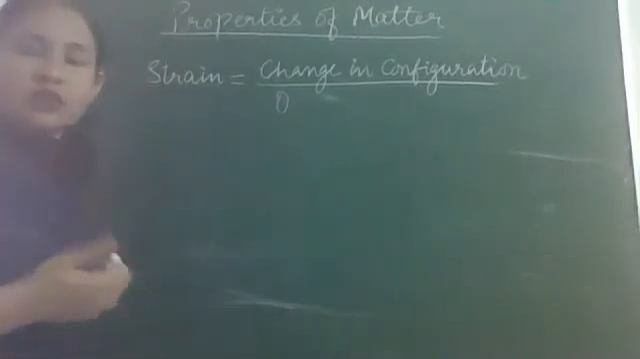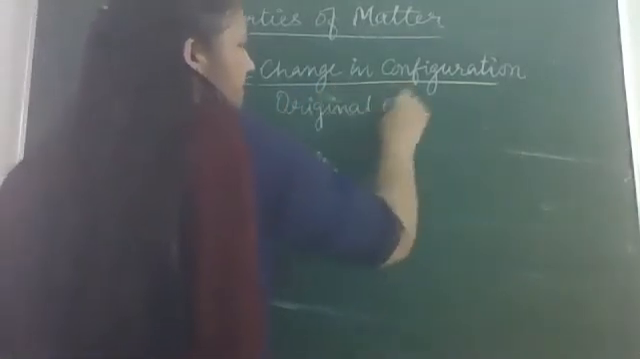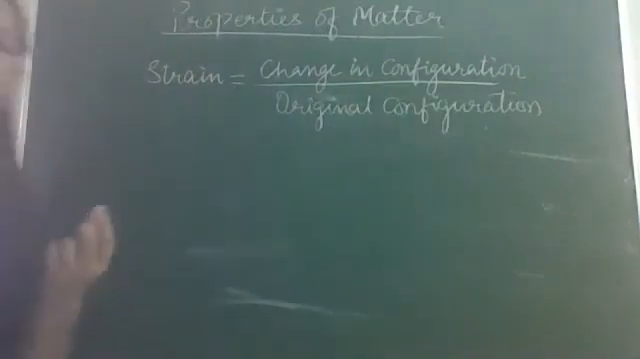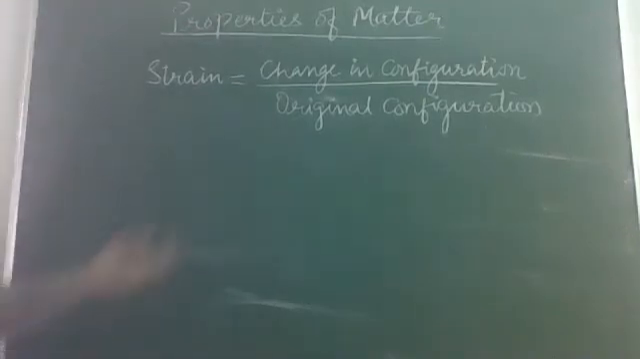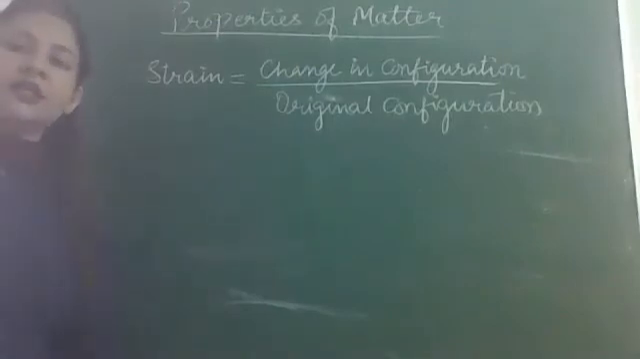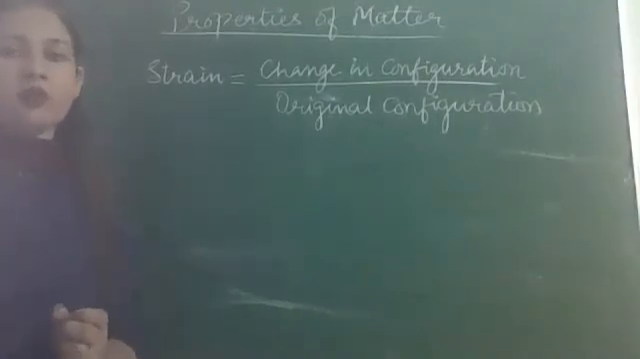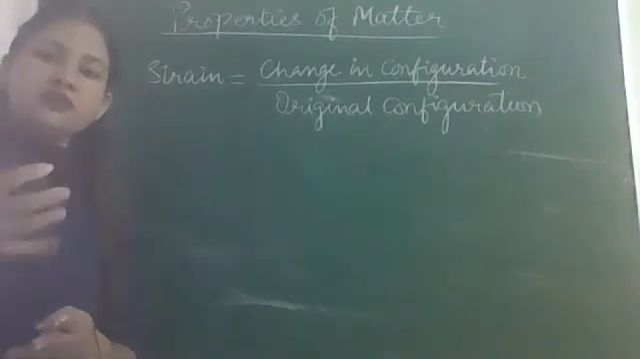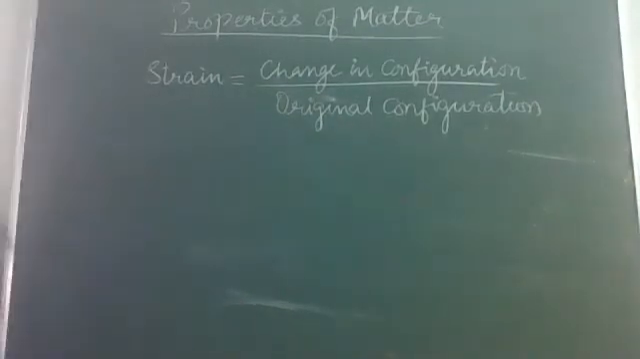So its configuration is changing, its shape is changing, its size is changing. So how much is the change per unit original configuration? This change may be in length, in area, in volume, or in shape also. So we sum up all these things in one term, that is configuration. So write down the definition of strain. Basically, it is the ratio of change in configuration to the original configuration when a stress is applied on any object. Deforming forces are applied means we are applying stress, and because of that stress some change is produced in the object. That change in configuration per unit original configuration is called strain.